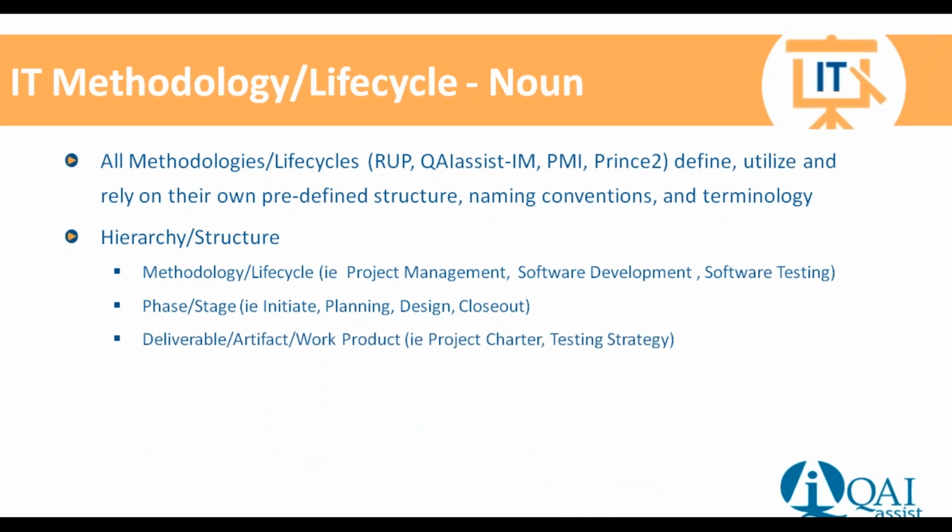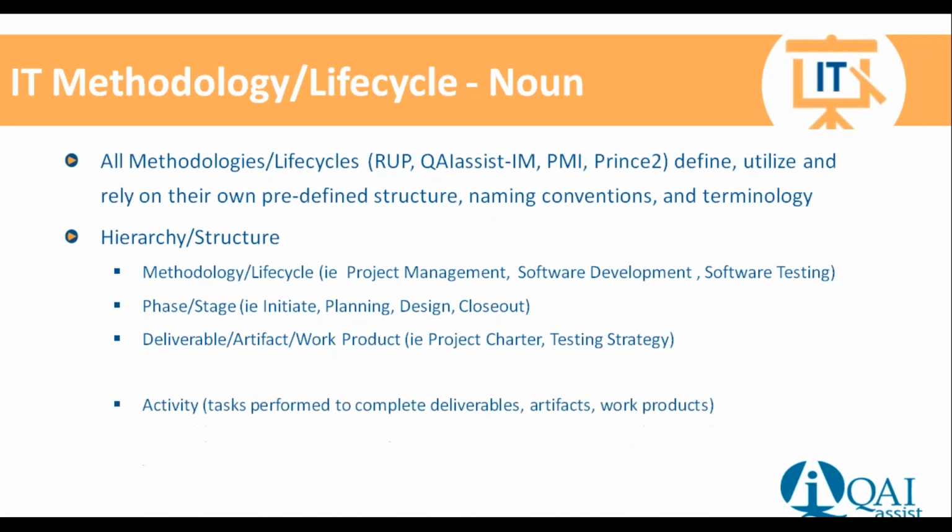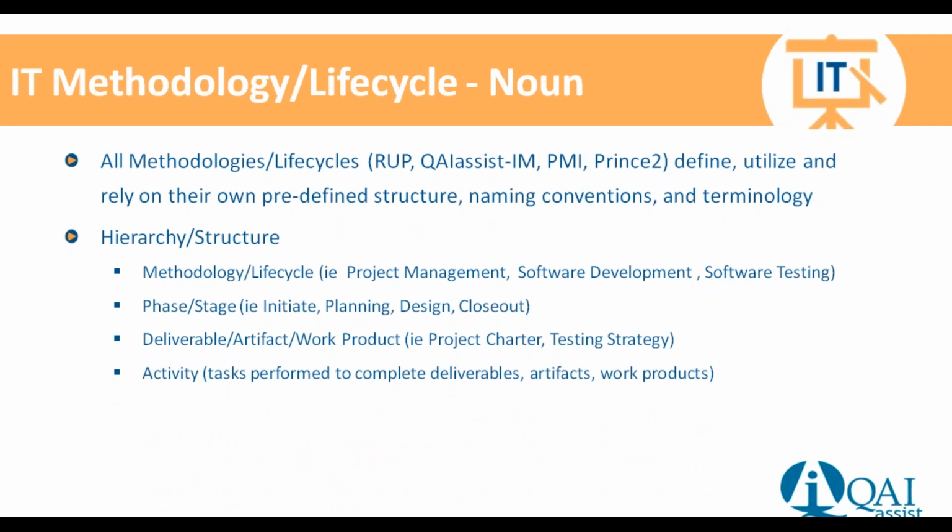Underneath that, there are going to be deliverables or artifacts or products that are predefined and are incorporated into the stages and or phases. So you may have heard of a project charter deliverable or a testing strategy deliverable or a training plan deliverable. So this is the sequence and the hierarchy that that methodology in the context of a noun uses. And at the bottom, there are activities. These are going to be the tasks performed by the project team members to complete the deliverables or artifacts or work products of the phases of the methodology. Okay, so that's a little bit of an overview of the methodology in the context of a noun.